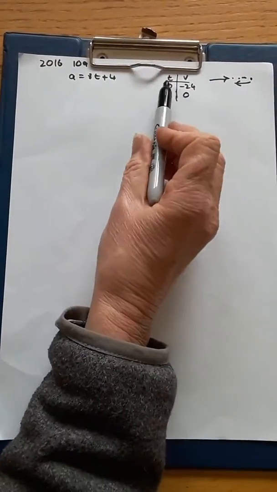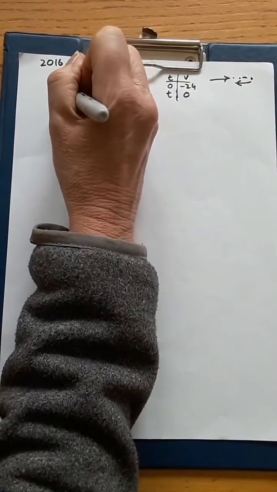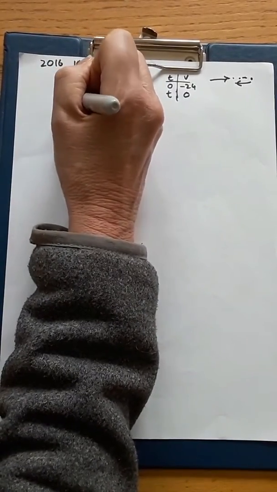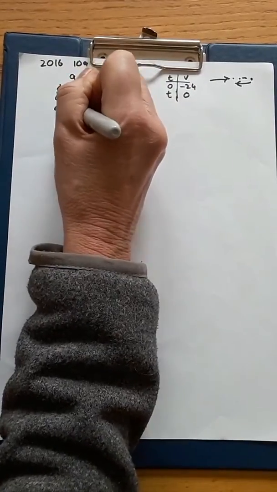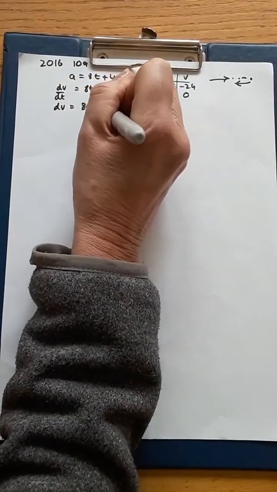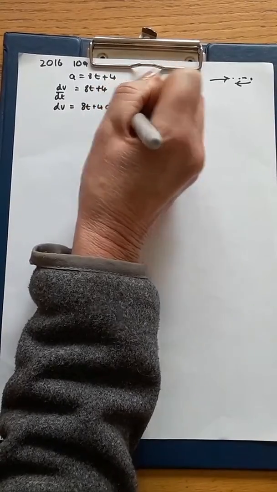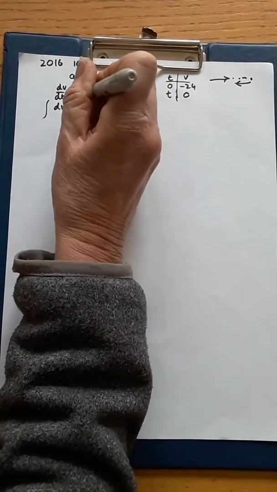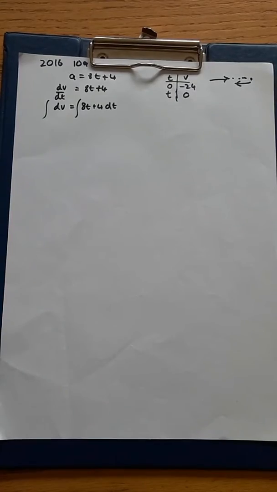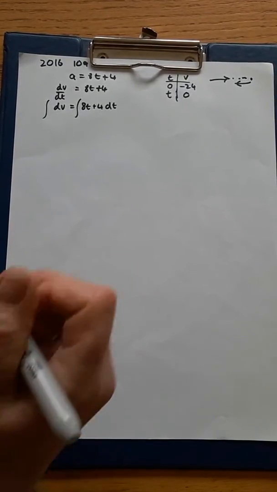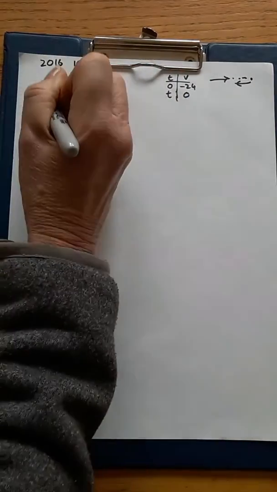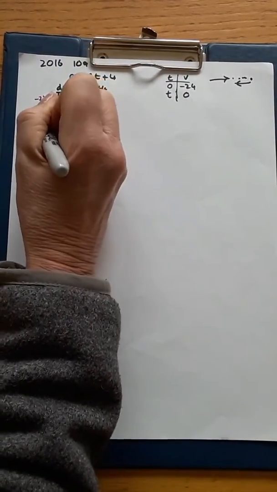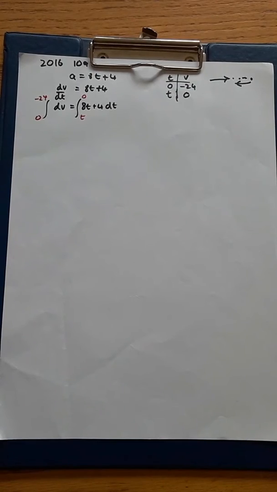I'm going to just use these variables dv and dt. I'm going to make this dv/dt equal to 8t plus 4. I'm going to separate the variables: dv is equal to (8t plus 4) dt. I shall put in my integral signs and the limits. So the limits are going from 0 to t for the time and from minus 24 to 0 for the velocity. Right, so off I go, I integrate it.